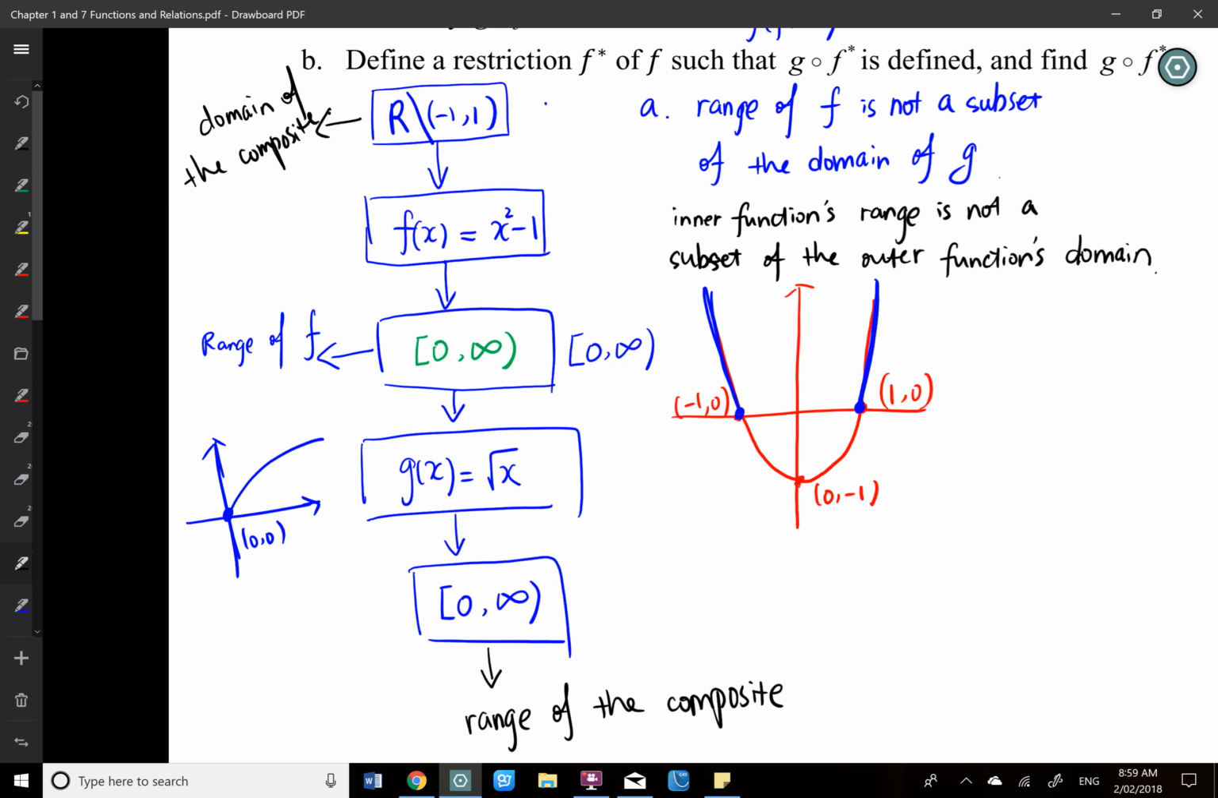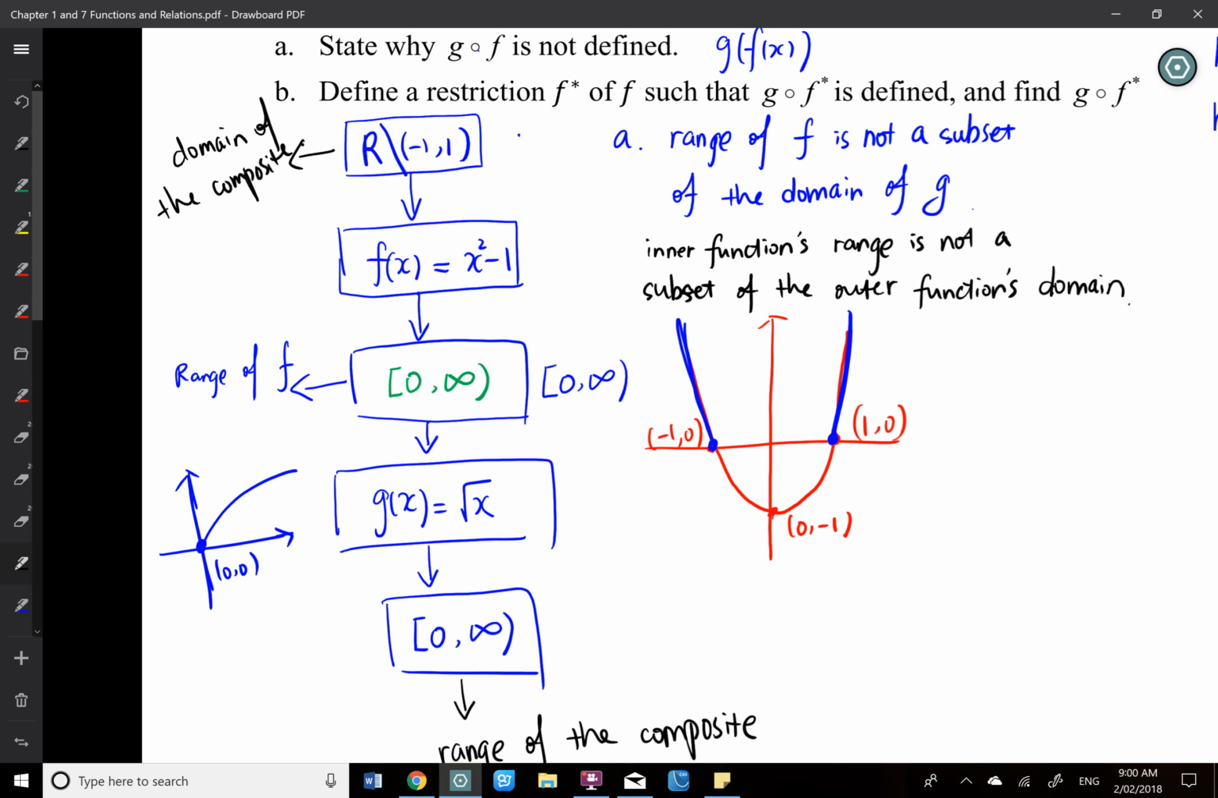Maybe it's a little bit easy to just listen to what I'm talking about, but when you really meet different functions, different questions, it's very complex. But always remember, the range of the inner function needs to be a subset of the domain of the outer function. That's always the rule. If that rule fails, this composite function does not exist. How can we make it exist? We can restrict the domain for the inner function to make the range of the inner a subset of the domain of the outer. So that is the rule for composite function.